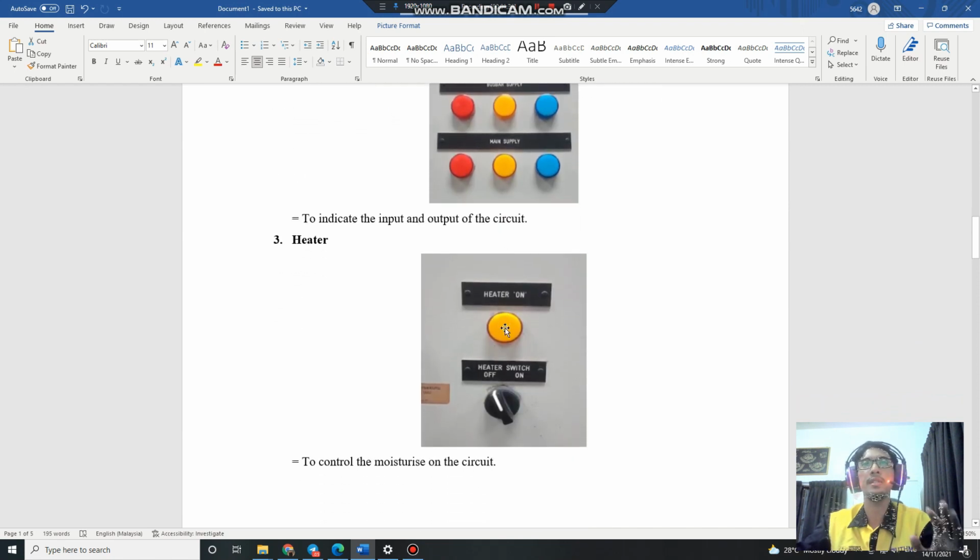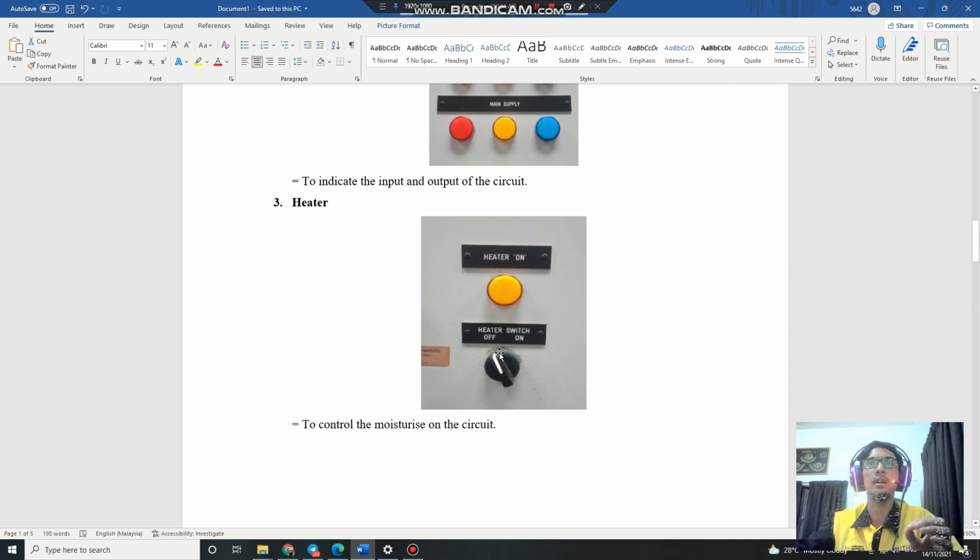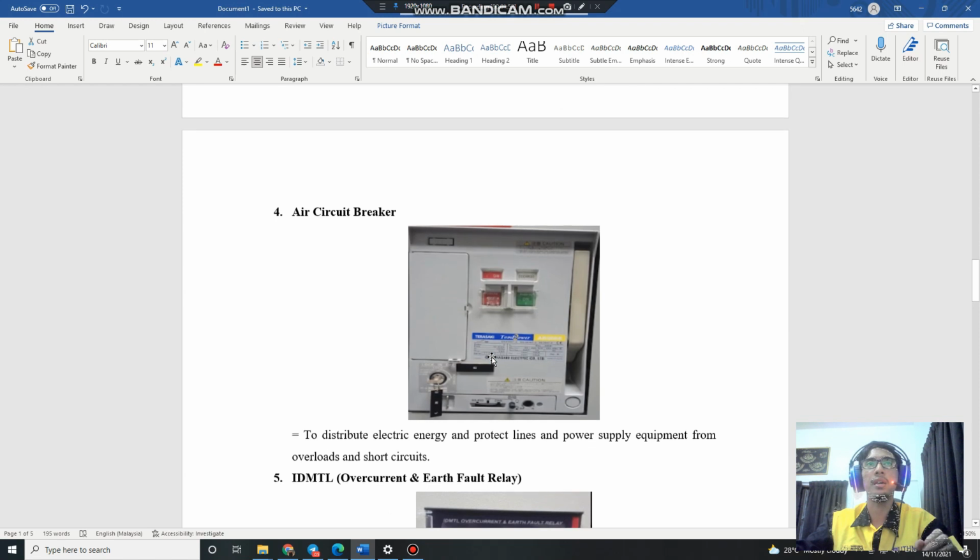Then the heater panel has an indicator and a heater switch, off and on, which lets us control the moisture in the circuit. It acts as a heater element to heat up the circuit. And then the air circuit breaker. This is a lock.